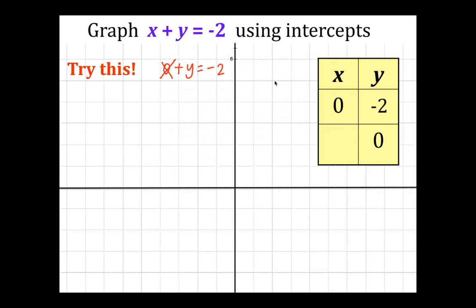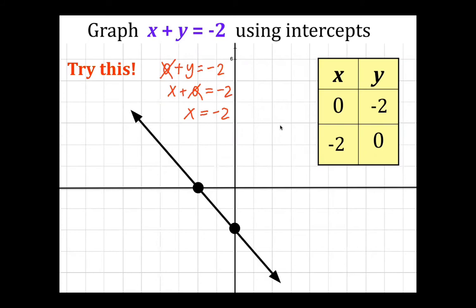Do the same to find your x-intercept by plugging in 0 for y. So that would give you x plus 0 equals negative 2. Once again, 0 is just canceled out, and you're left with x equals negative 2. So your x-intercept also happens to be negative 2. You can plot those. So I'll first plot the y-intercept at negative 2, then the x-intercept at negative 2, and then connect my points with a line.